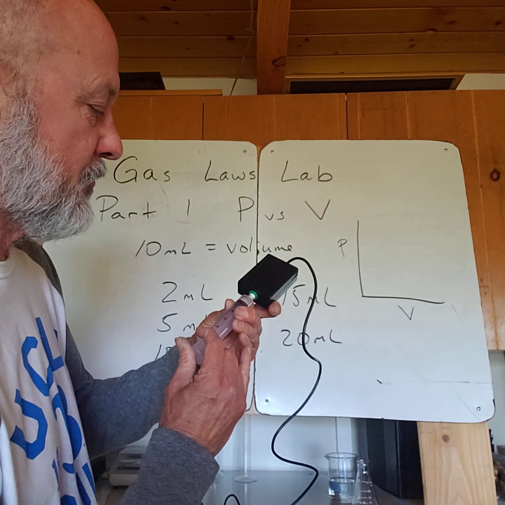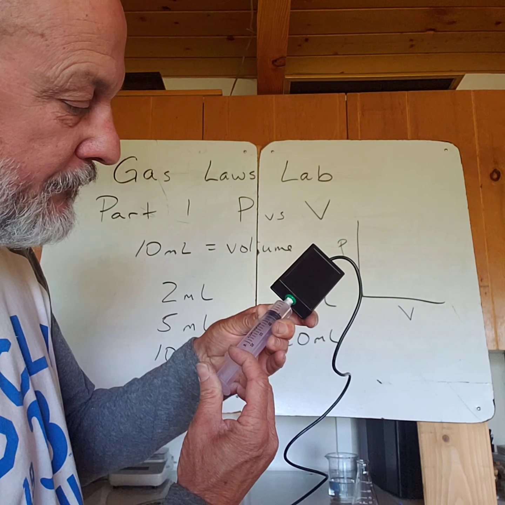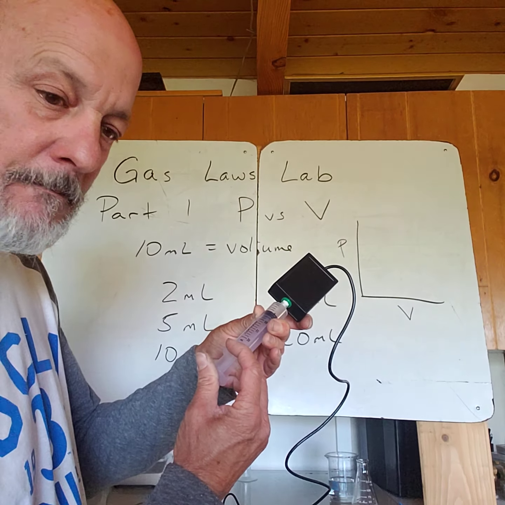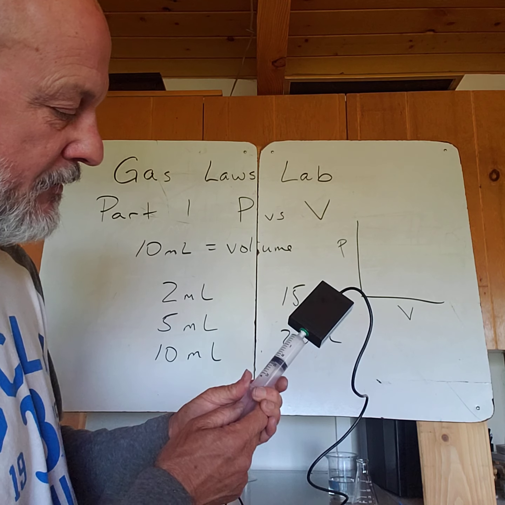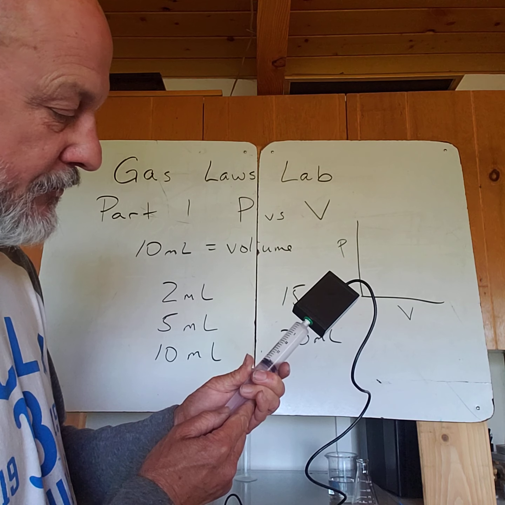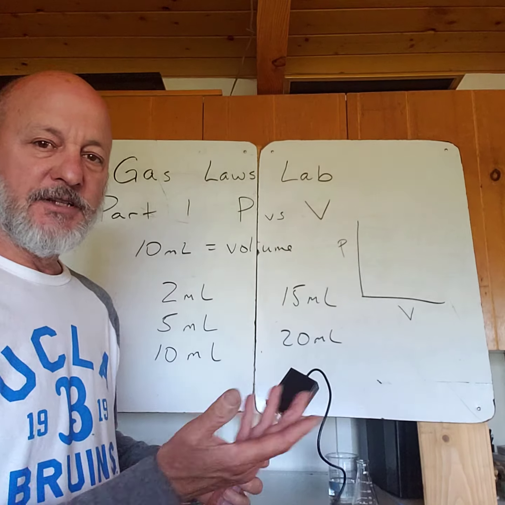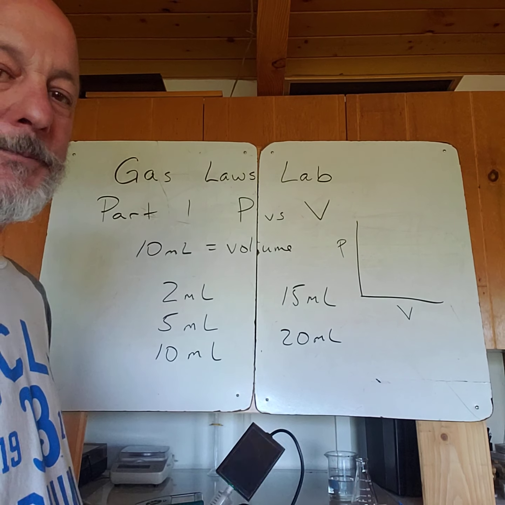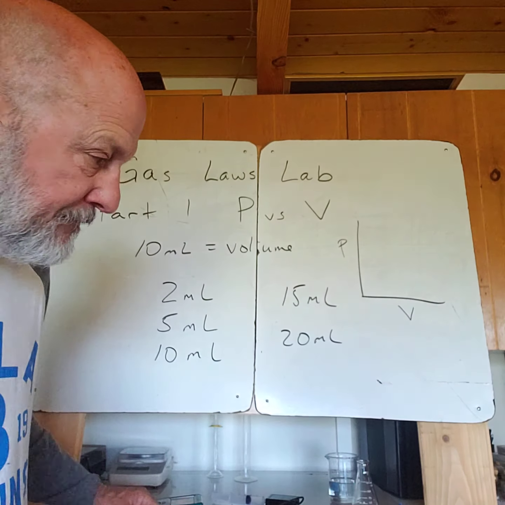So you get it at 2, then bring it to 5. Hold it steady at 5, a volume of 5. Read your pressure again. Bring it back to 10. Read your pressure. It should be the same as it started. Bring it out to 15. Read pressure. And then bring it out to 20 and read pressure. So that's our data points. And then after, of course, in the instructions, we'll be graphing this. So that's part 1, pressure versus volume.